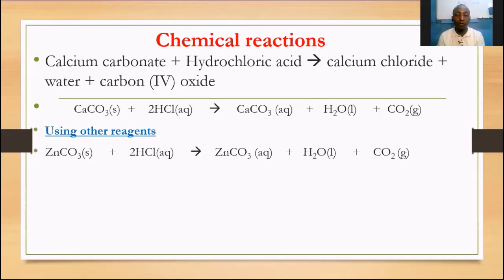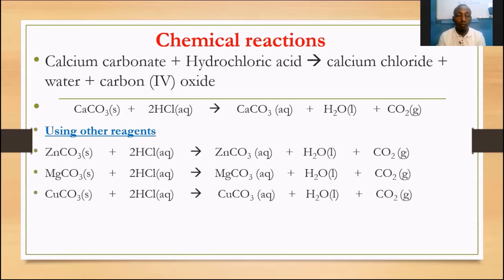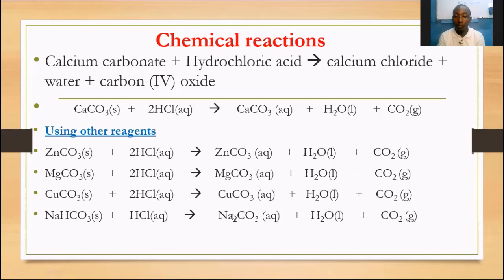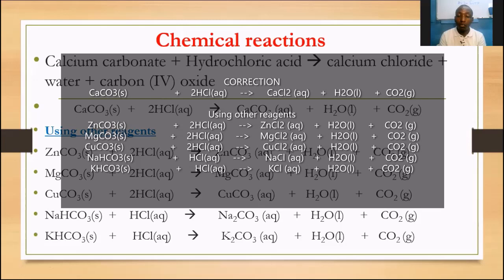Other reagents that we can use? Good. All these, kindly my student, correct here. This should be zinc chloride. This should be magnesium chloride. This should be copper 2 chloride. All that. Sorry for the mistake there, but I hope, my student, you've corrected that. Good. Even that one should be sodium chloride, and that one potassium chloride.